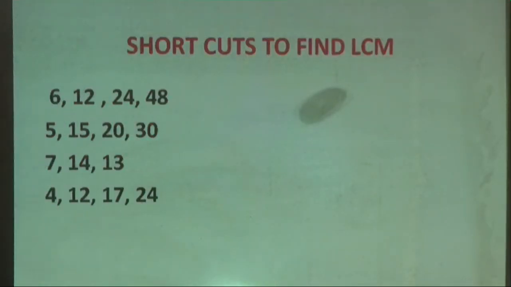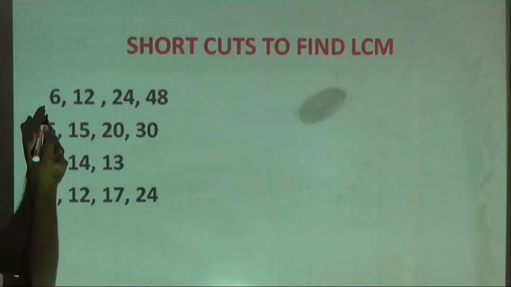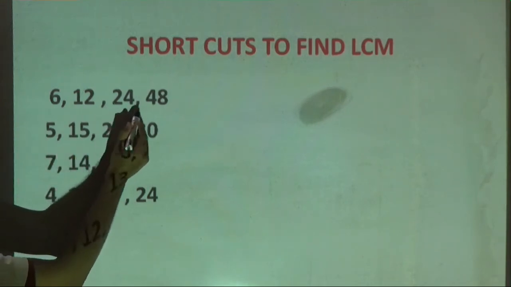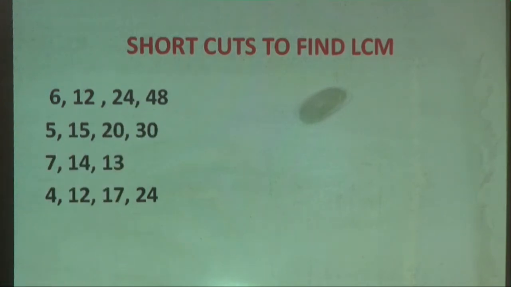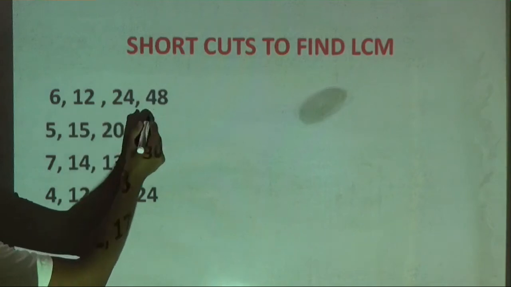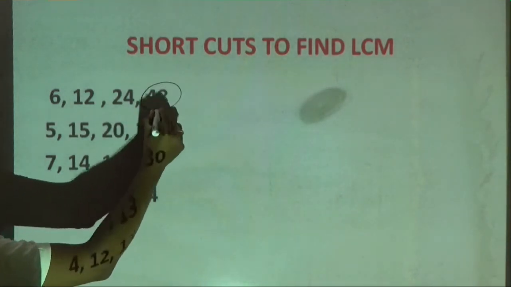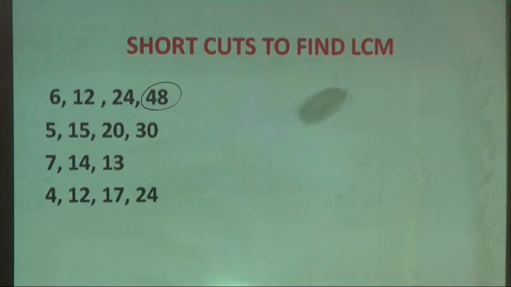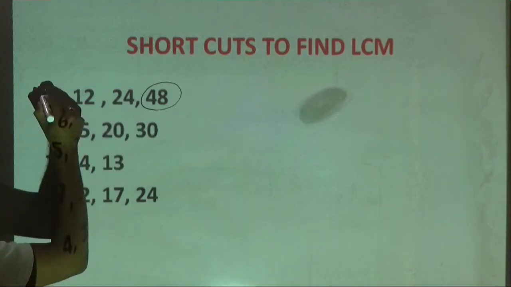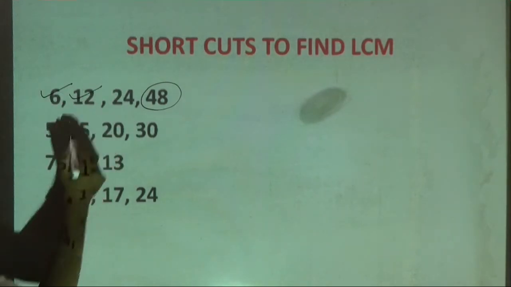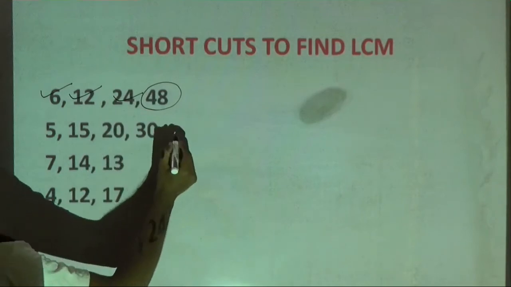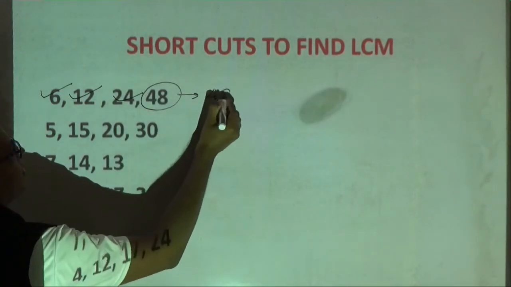The first problem: I want to find the LCM of 6, 12, 24 and 48. Now what to do? Among all these, which is the highest number? 48 is the highest number, correct? Now you check whether the remaining numbers divide it completely. 6 divides it, 12 divides it, 24 divides it. Therefore the LCM is 48.